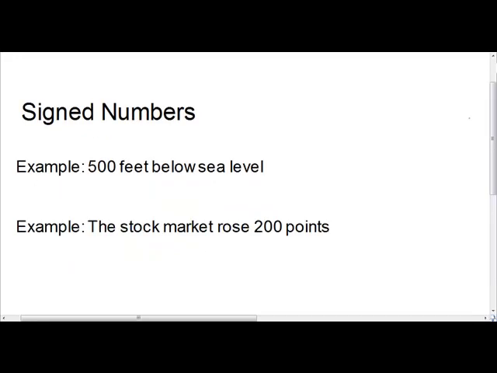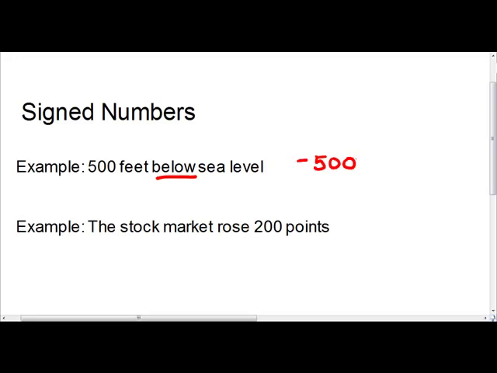Let's look at two situations and see if we would consider it a positive number or a negative number. The first one, 500 feet below sea level. So sea level would be our 0. If it's above it, it would be positive. If it's below it, we would denote it as a negative number. So 500 feet below sea level, we would denote this one as a negative 500.